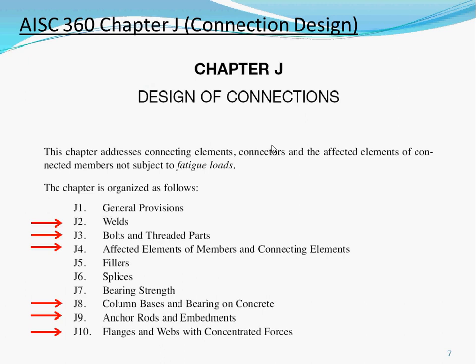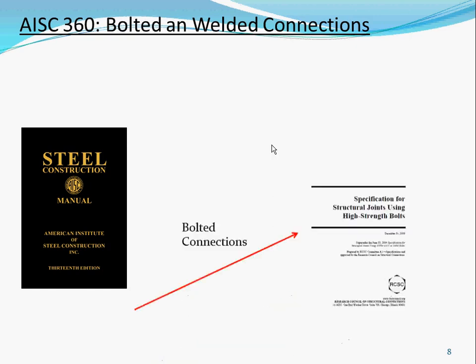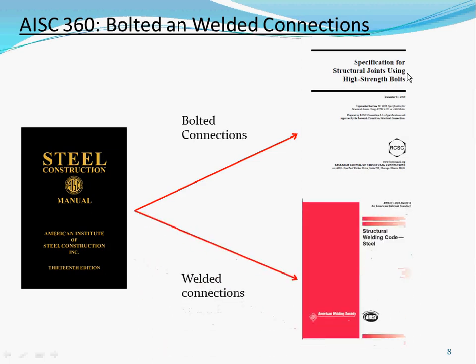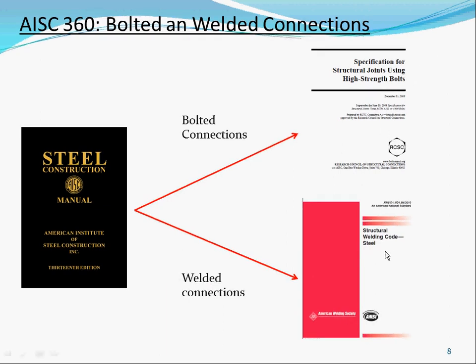I say what we're going to highlight, but this is chapter J, the design of connections from the 360. When you come to the 360, again, like I said, you have to drill down to the different design. When you have bolted connections, they reference a document called the RCSC, Specifications for Structural Joints Using High Strength Bolts. For welded connections, they reference the AWS D1.1 for welded steel.